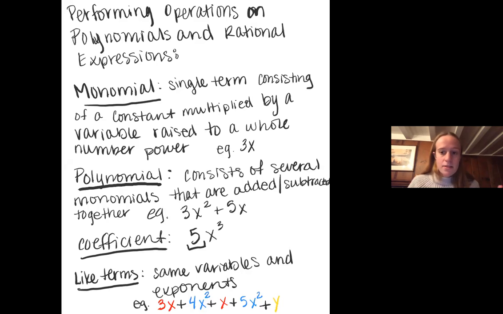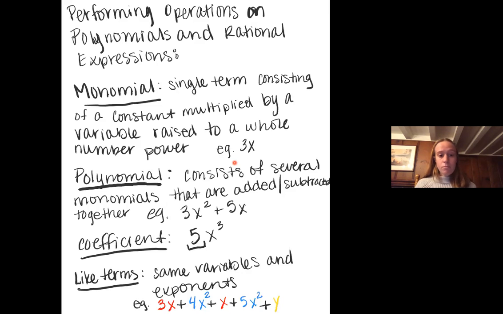First, I'm just going to start with a few definitions of terms that I will be using throughout, to make sure that they're very clear. To start, a monomial is a single term consisting of a constant multiplied by a variable raised to a whole number power. Here we have an example of 3x. It could be 3x squared. It could be 4x to the sixth. All of those are monomials.